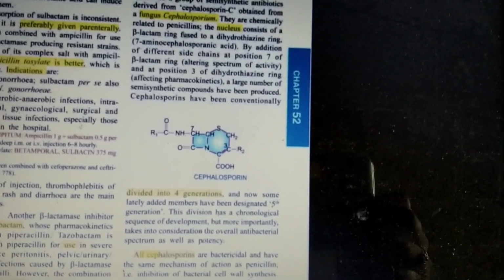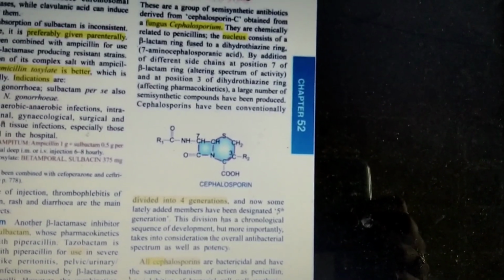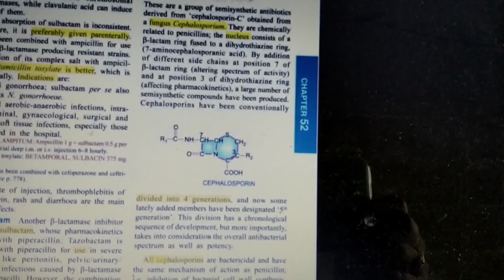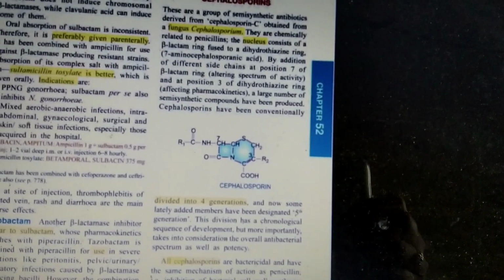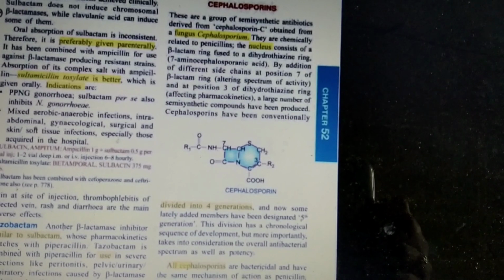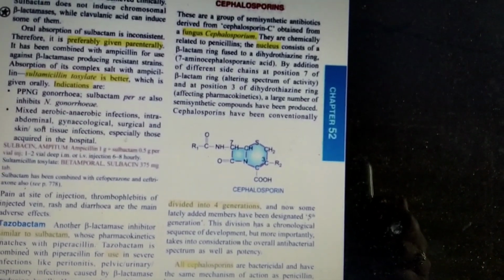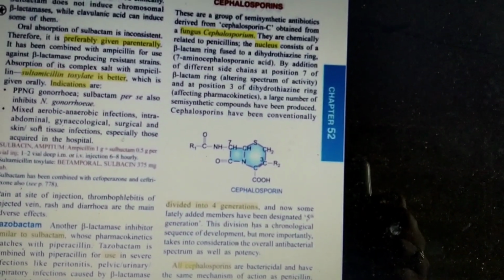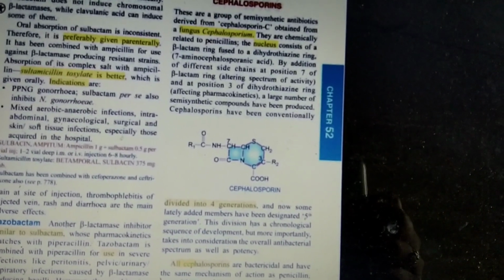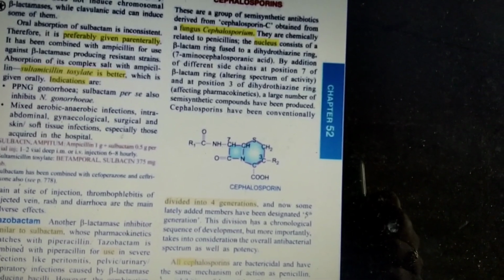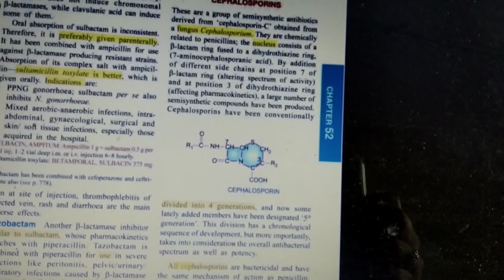So this is the structure of the cephalosporin, which contains the 7-aminocephalosporanic acid. This is the nucleus of the cephalosporin, where the beta-lactam ring is fused to the dihydrothiazine ring. You can see that at the 7th position of the beta-lactam ring, various side chains are attached, which will alter the spectrum of the activity. And at position 3 of the dihydrothiazine ring, different side chains will be attached, which will affect the pharmacokinetics.